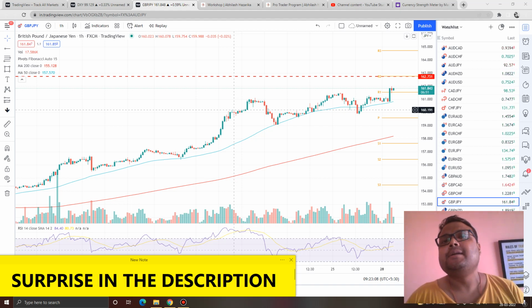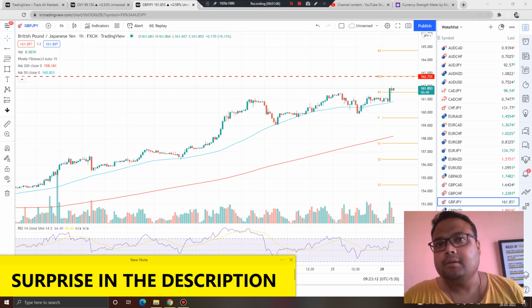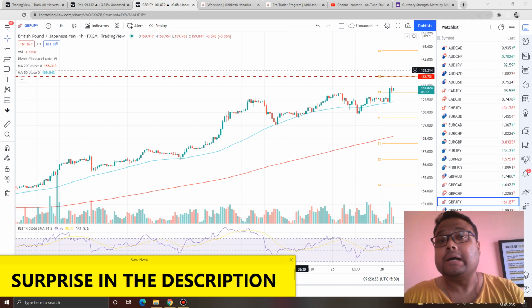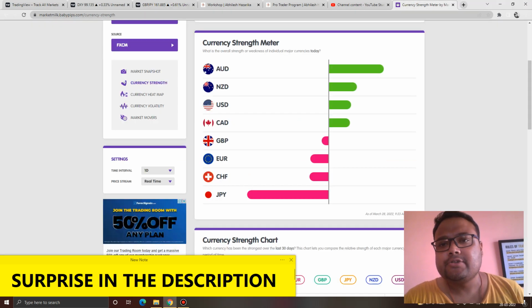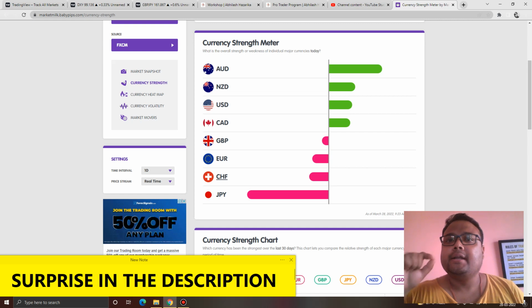So if you have a sell position on JPY pairs, then my dear friend, you must be thinking about a plan B. If you continue with your sell position, you may be in trouble as well. Because see, this is the currency strength meter, and you can see this is the condition of JPY. JPY is the weakest currency as of now, and if the weakness continues, then all the JPY pairs will be flying today again.